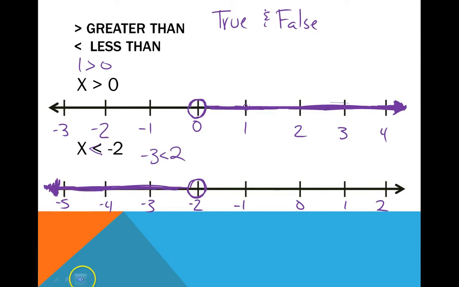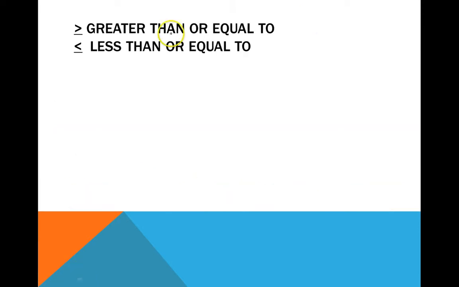Alright, let's talk about greater than or equal to and less than or equal to. The only difference between these and greater than and less than is that instead of an open circle, we have a closed circle. This is a solid circle, and that represents the equal to part. So, again, let's do an example.